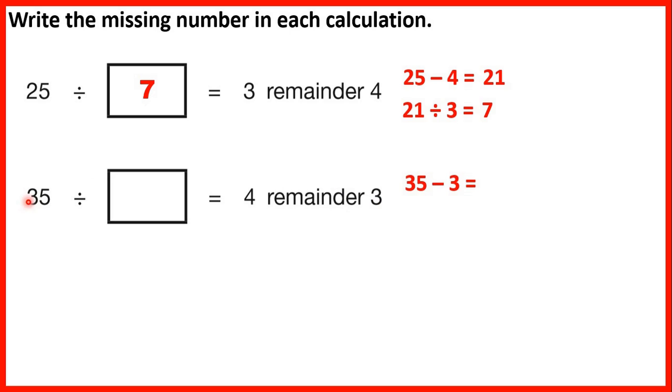If we subtract 3 from our dividend, we get 32, and then we can divide 32 by 4 to get 8 as our missing number. And that makes sense because 8 times 4 is 32, and then from 32 we need 3 more to get to 35.